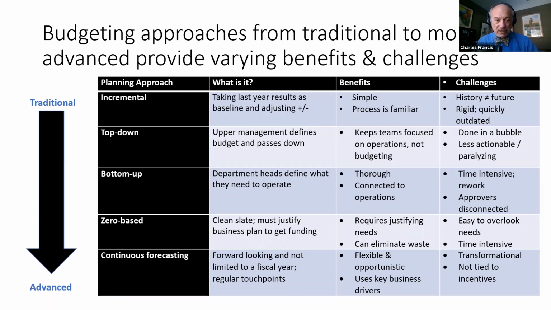A new situation was emerging. We're going to go back to being able to go out to restaurants. And then a month and a half later, we're shutting all the restaurants down again. Always responding, always adjusting, requires the need for continuous forecasting. It's forward looking. It's not limited to a fiscal year anymore. We have regular touch points as we're going through the process. It has to be flexible. It gives us key business drivers, and it's transformational. It's not tied to incentives. So that's going to be some of the challenges that we face.